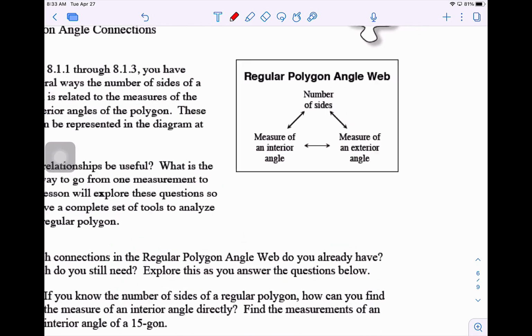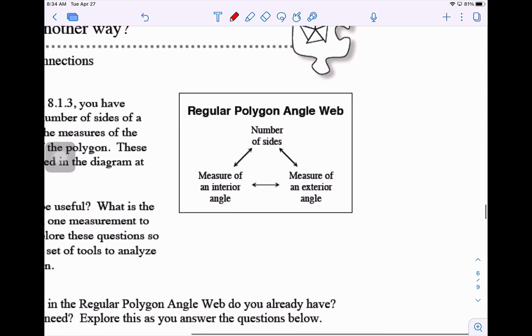So if you notice, what they're talking about is that idea. If I know one of those three things, if I know the number of sides, I should be able to find the measure of an interior angle and the measure of an exterior angle. If I know the measure of an interior angle, you should be able to then find the other two. If you know the measure of an exterior angle, you should be able to find the other two. That's really what this lesson is about. If I know one of those three, how can I use it to find the other pieces of information?